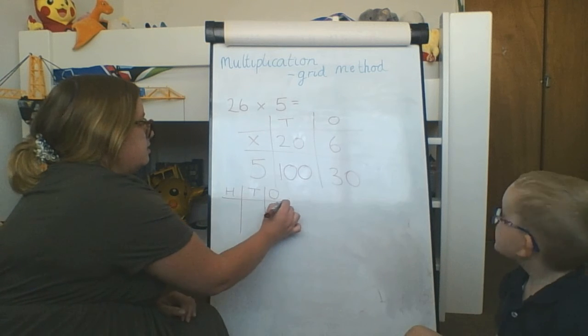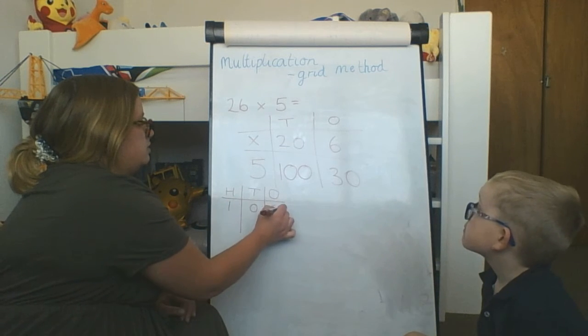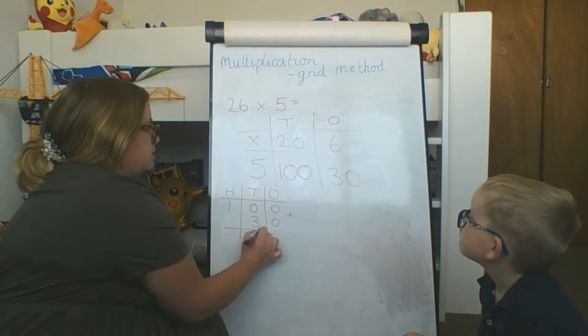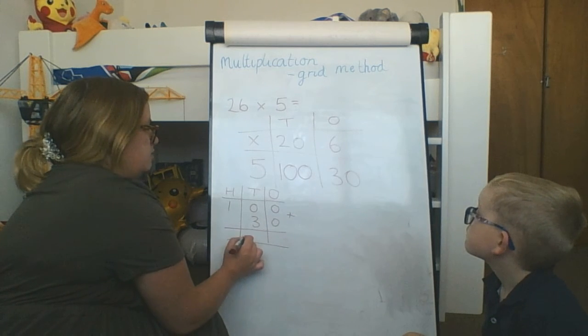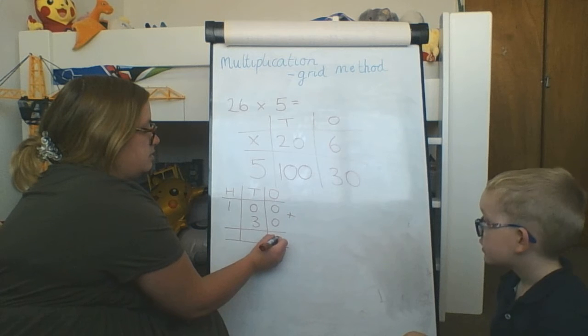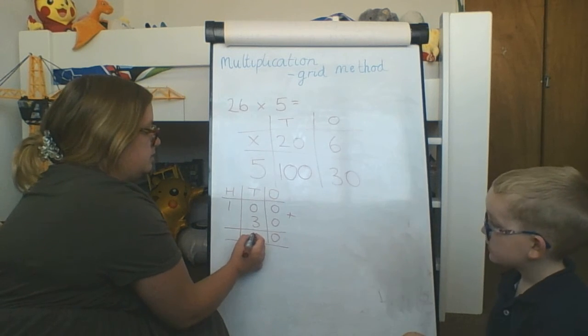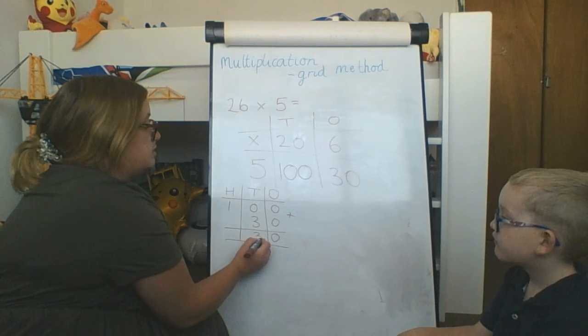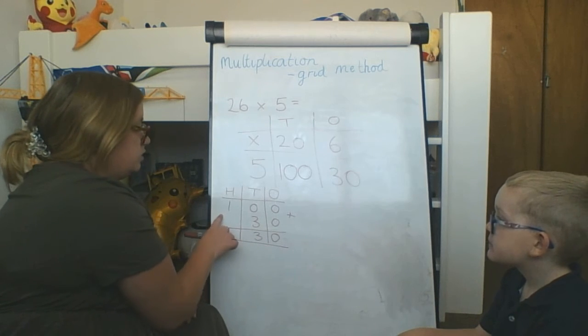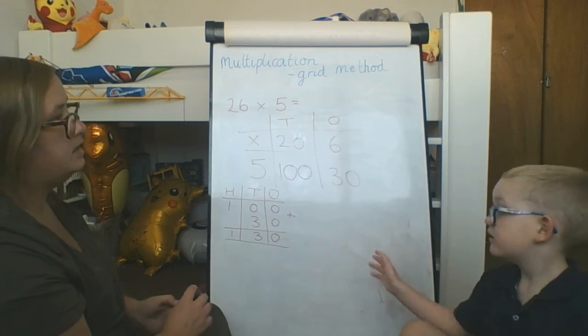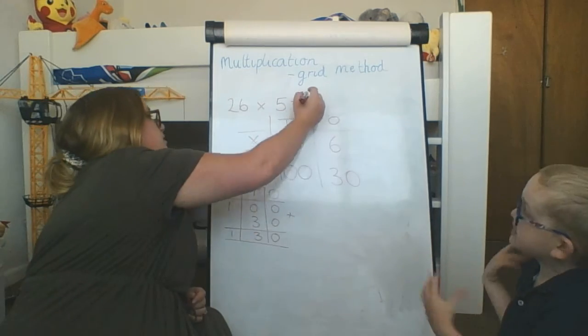So we have 100 add 30 equals, 0 add 0, 0. 0 tens add 3 tens, that's 3 tens. And 100 add nothing is 100. So our answer is 130.